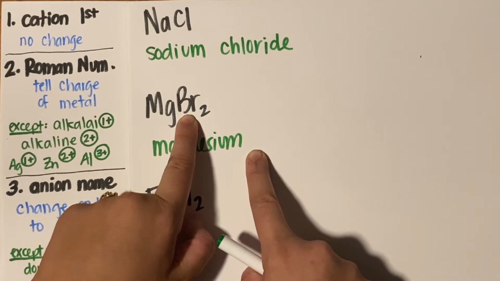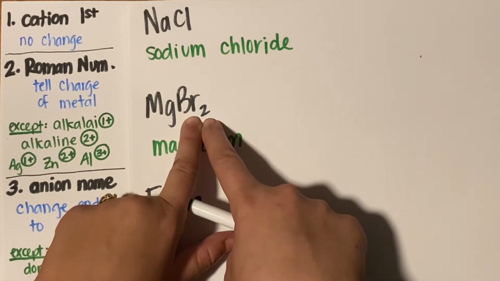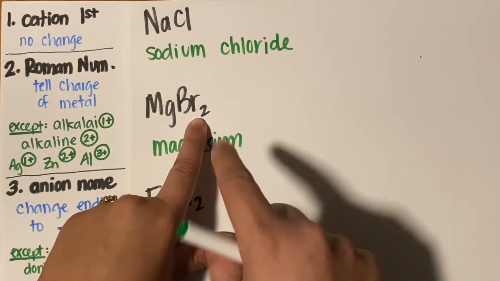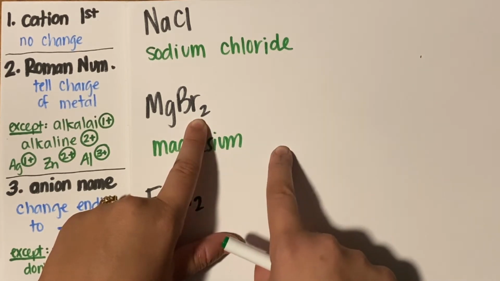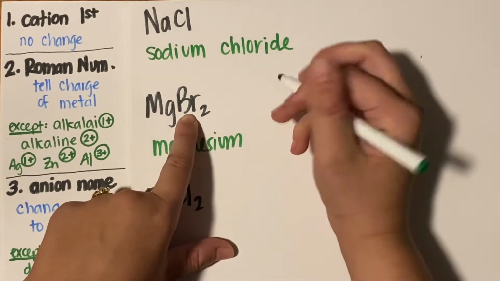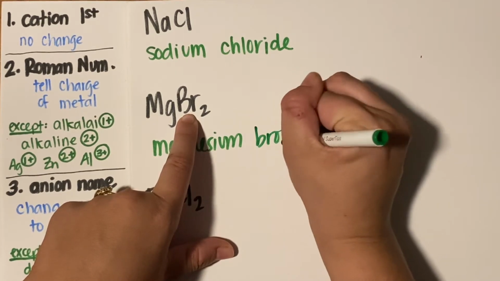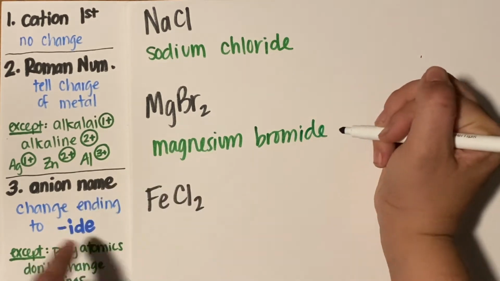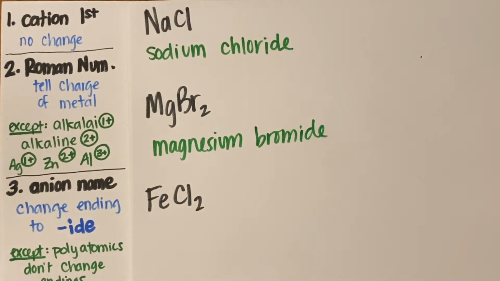Then I have Br, which is bromine. Doesn't matter that there's 2 of them. I don't care if there's 2. I don't care if there's 52. I'm just getting the name now. So this is going to be magnesium, and Br is bromine. But instead of bromine, I'm going to change it to bromide because I changed my last name to ide. And that's it, magnesium bromide.